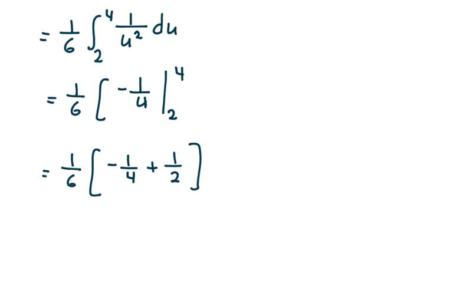So notice I plugged 4 in for u, 2 in for u, subtract, right? Now remember, 1/2 minus 1/4 is 1/4. And then I'm going to multiply by 1/6. And so the correct answer here would be 1 over 24. Let's take a look at problem 7.